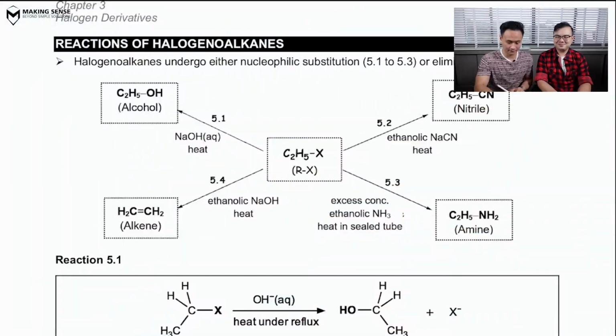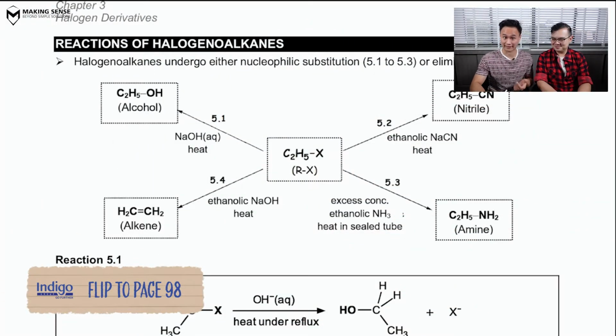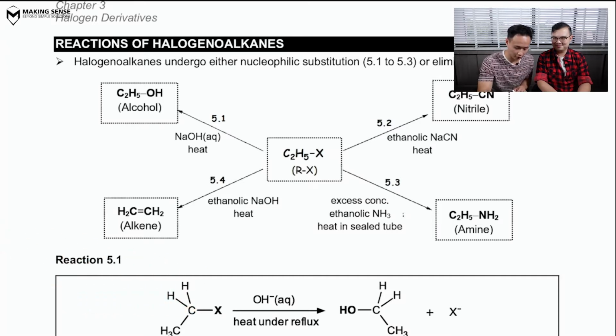Welcome back, guys! Okay, so for halogenalkanes, we're going to look at the reactions now. We have learned in the last lesson that halogenalkanes react via nucleophilic sub, and we have 4 reactions here, 5.1 to 5.4. We're going to be focusing on 5.1, 5.2, and 5.3 first.